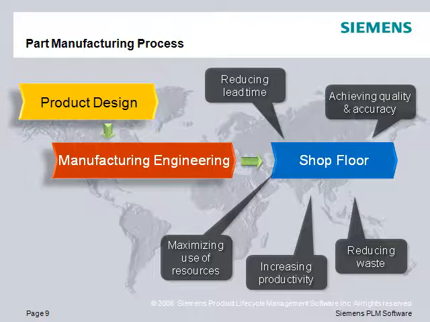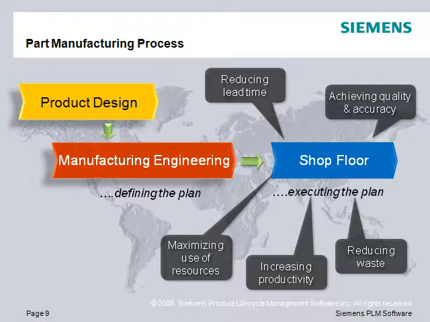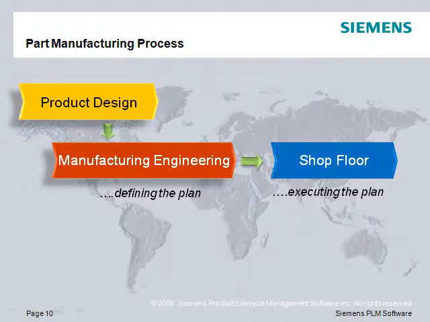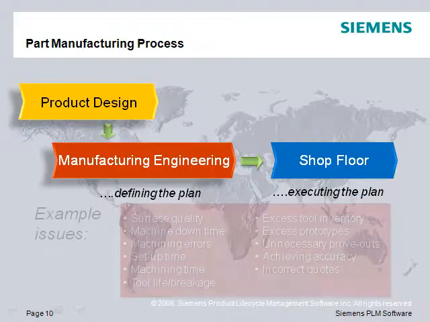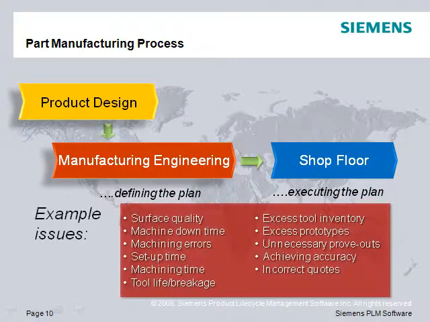As with most activities, the success and execution is highly dependent on the thoroughness of the plan. In this case, the part manufacturing plan. In manufacturing engineering, we create the plan that determines how, with what resources, and where a part should be manufactured. A part manufacturing plan that's complete and accurate and delivered when needed in production will have a direct impact on each of these initiatives.